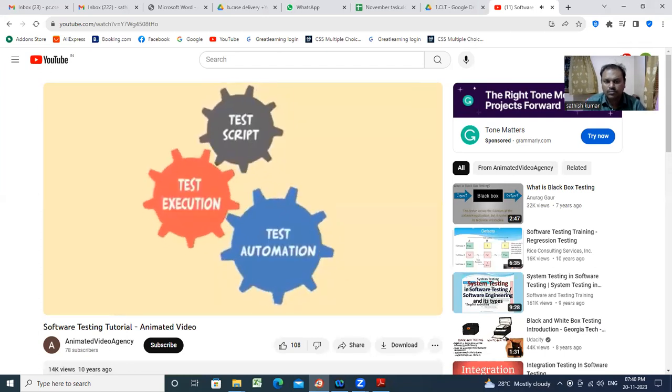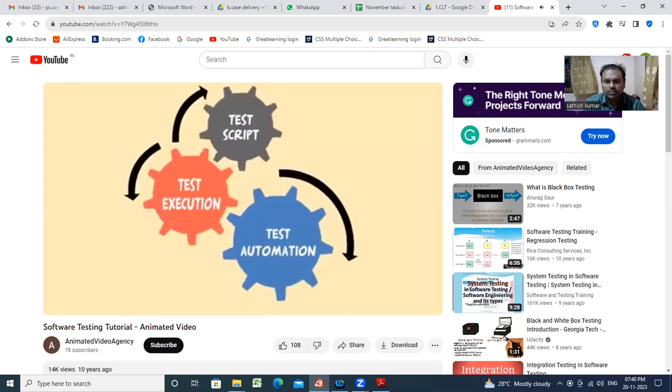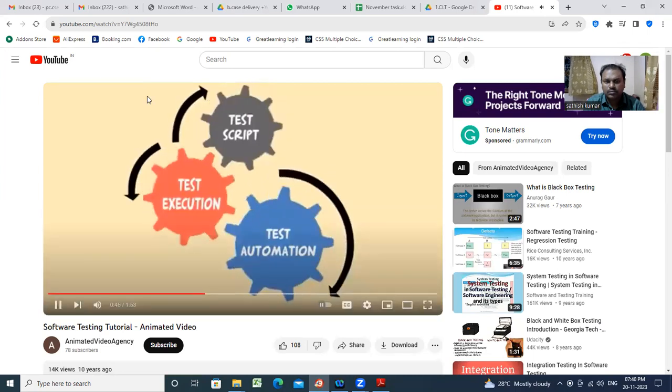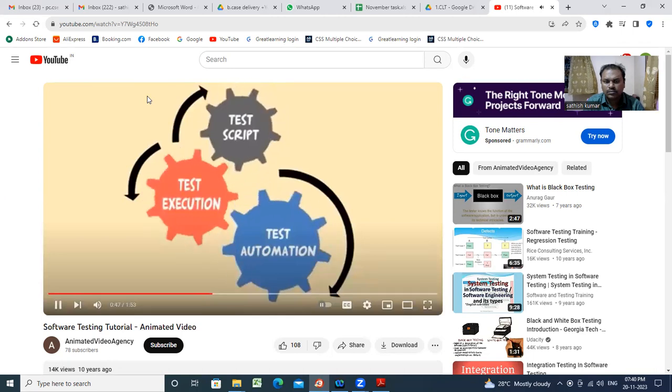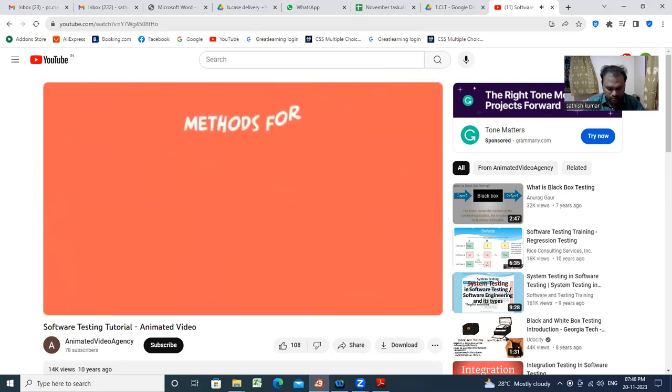In automation testing, the tester writes scripts and uses another software to test the software. This testing is used to rerun the test scenarios that were performed manually, quickly, and repeatedly.